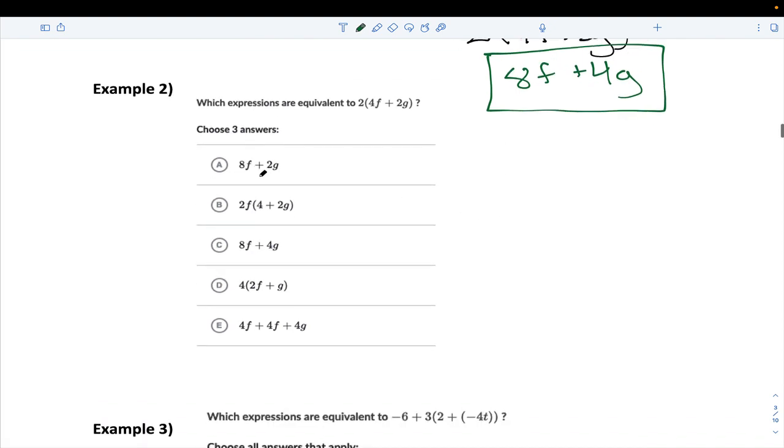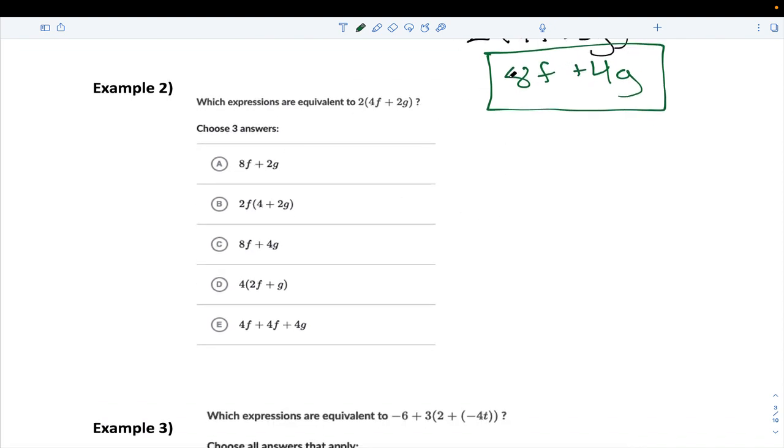Does A match our checkpoint? Thumb up or thumb down? You don't have to simplify at all. You know it's not correct. Thumb should be down. Cross it out. 8f plus 2g is close, but the 2 should be a 4.